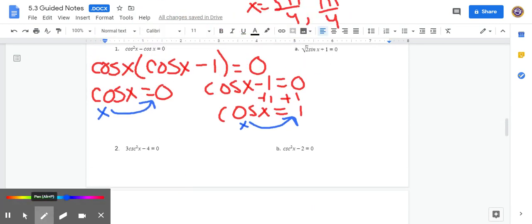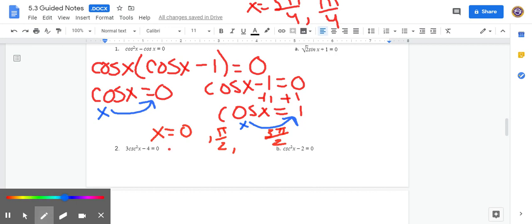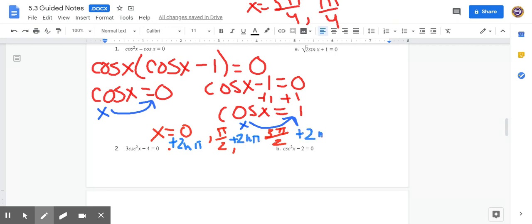So when we write our answer, we write it together. We don't have to write separate. So we had 0, we had pi over 2, and we had 3 pi over 2. So each of these we're going to add plus 2n pi, plus 2n pi, plus 2n pi.